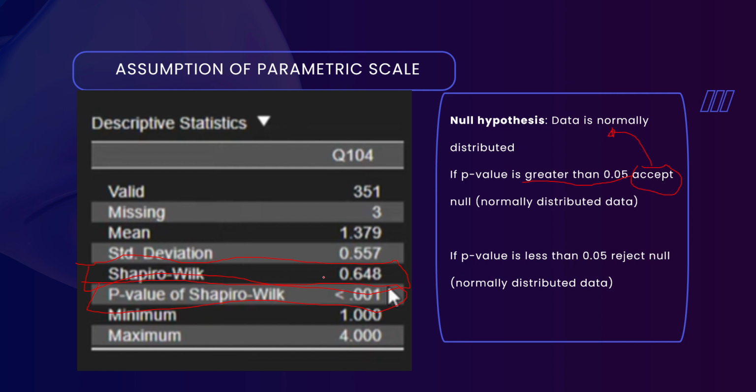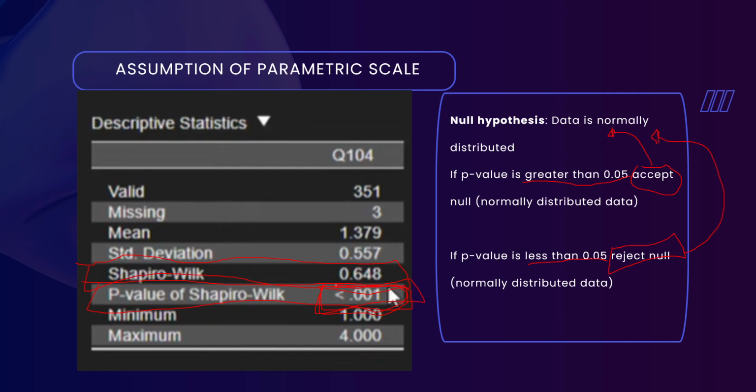Let's say, for example, this one. The p-value of our Shapiro-Wilk is 0.01. So what does that mean, sir? Since it's lesser than 0.05, we have to reject the null hypothesis. Why? This means that our data is not normally distributed. So the data here that we used to check the p-value of the Shapiro-Wilk shows that our data is not normally distributed. Why? Because the p-value is lesser than 0.05.